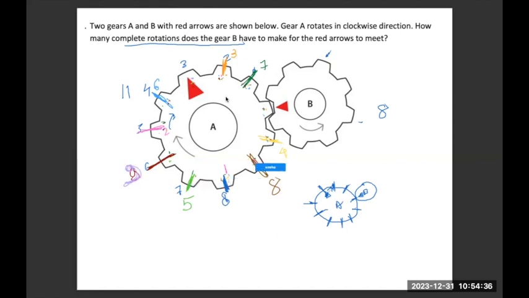One, 2, 3, 4, 5, 6, 7, 8. यहाँ पे आपका 10th rotation आएगा, which means at the 10th rotation, this red arrow will meet this arrow. So the answer is 10.